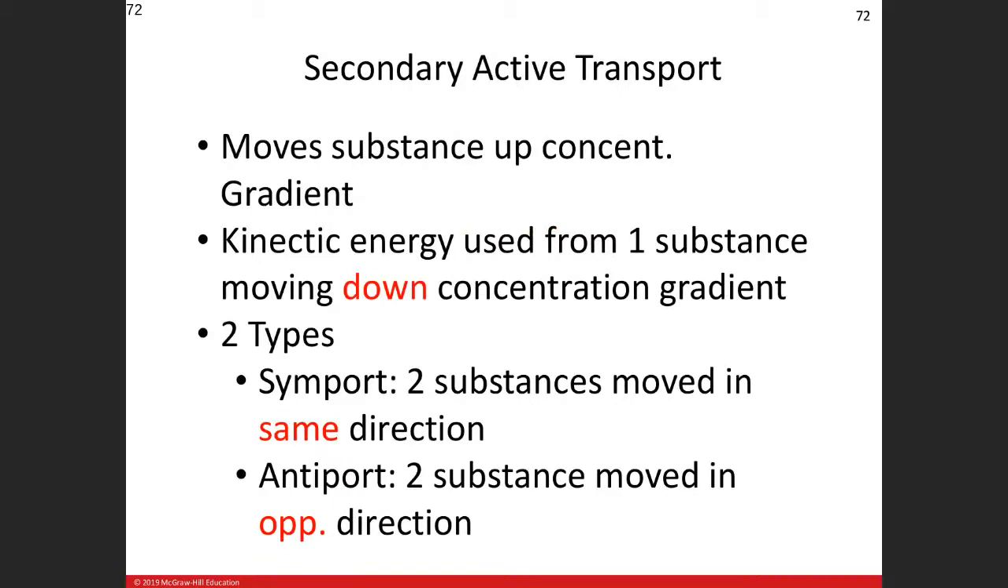Now we're going to talk about secondary active transport. Same type of situation. We are going to be moving substances against or up their concentration gradient.